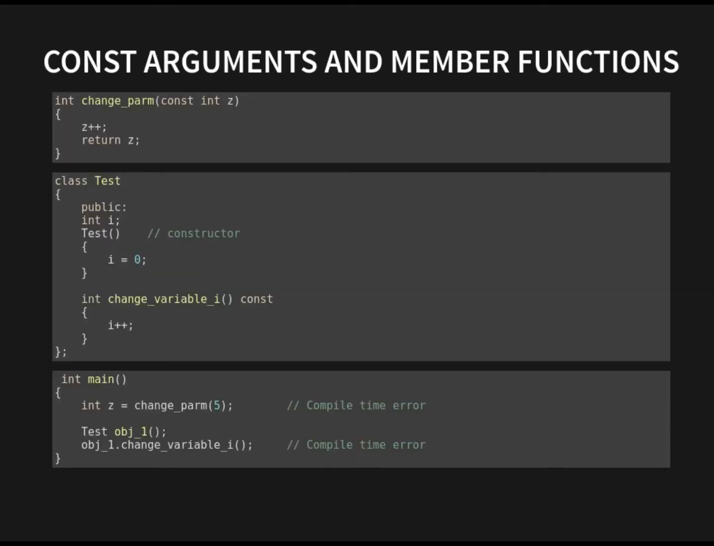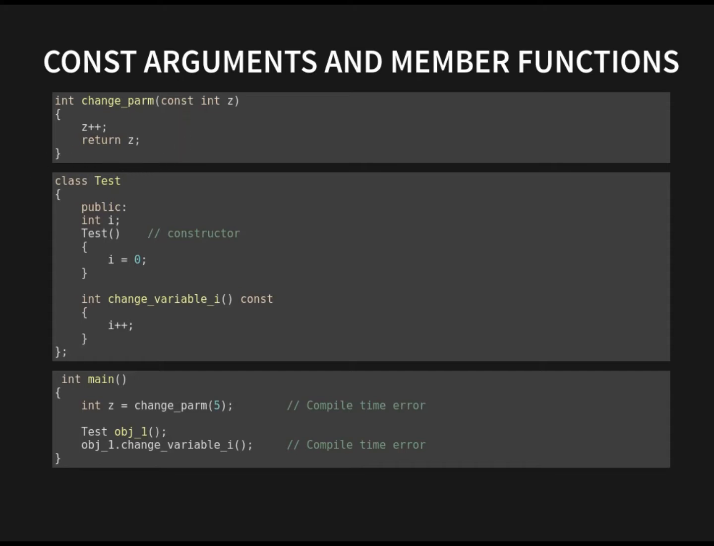If a function argument is declared as const, it cannot be changed in the body, or else an error will occur. Here, function changeParam will give an error since the function declares the argument z as a constant, then tries to change its value.